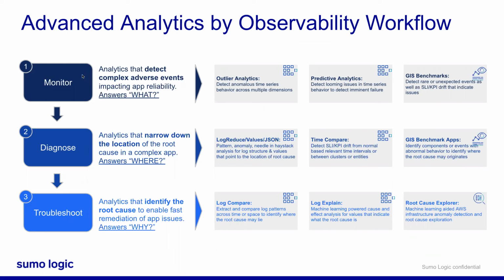So in regards to the monitoring, using the outlier analytics, excuse me, hard for me to say. Some of the predictive analytics are certainly going to be helpful, as just discussed, to detect when things might be failing or succeeding, depending on what the case may be. Now, what we're going to be focusing on today is the troubleshooting phase or step, and specifically the far right option of the root cause explorer.